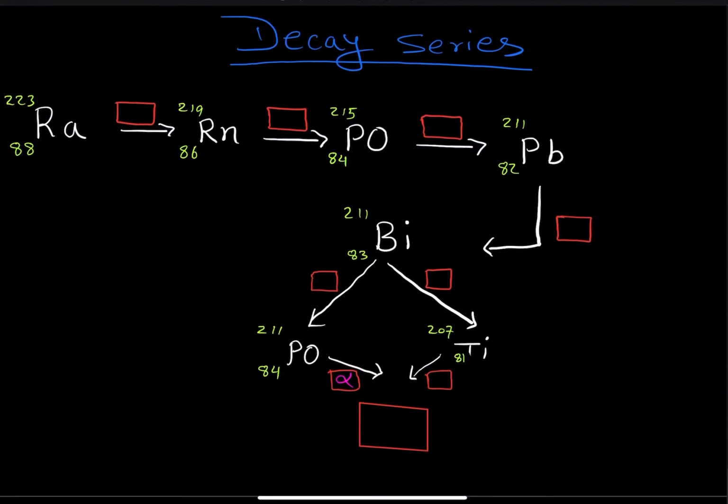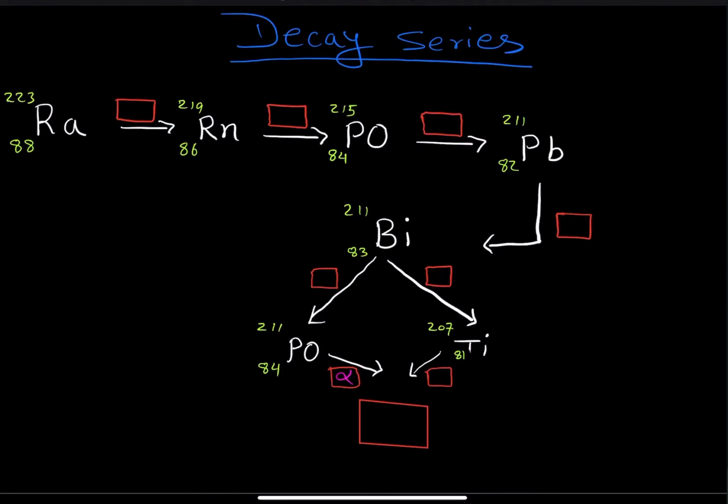Okay, this is our decay series. Sometimes you will encounter this type of question, but it's pretty simple. You just need to know what you're doing. You're going from 223 to 219. It's just a difference of 4, right? And from 88 to 86, a difference of 2. So that means it should be alpha decay. 219 to 215, 86 to 84, again this should be alpha decay. From 215 to 211, there is a difference of 4, a difference of 2, so it's again alpha decay.